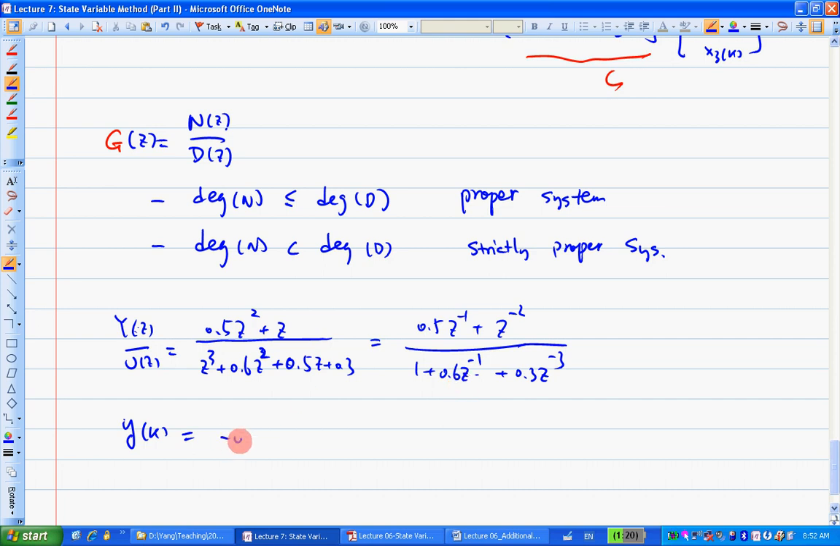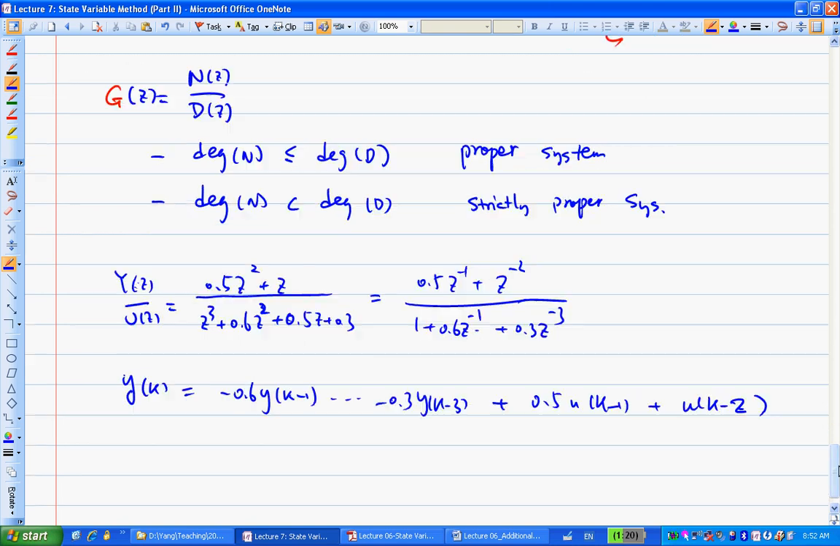But I can move that to here. Is that good? And up to the z to the negative 3, k minus 3. On the other side, what you get here is 0.5 u of k minus 1 and u of k minus 2. Is that clear? So this is your output, and this is your input.